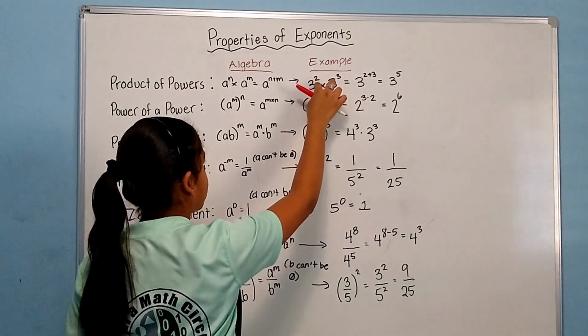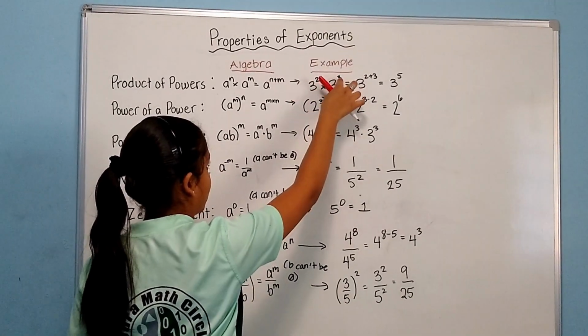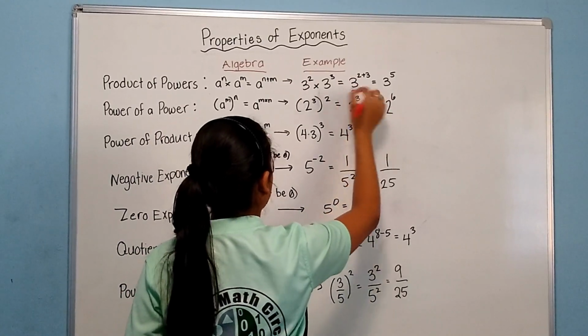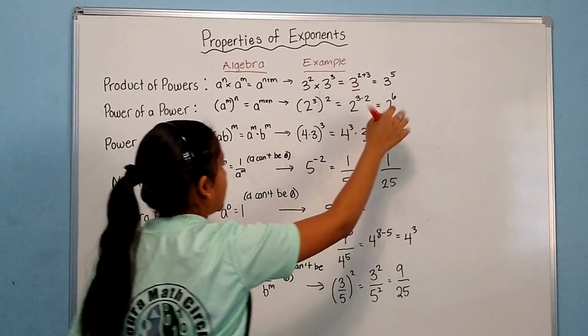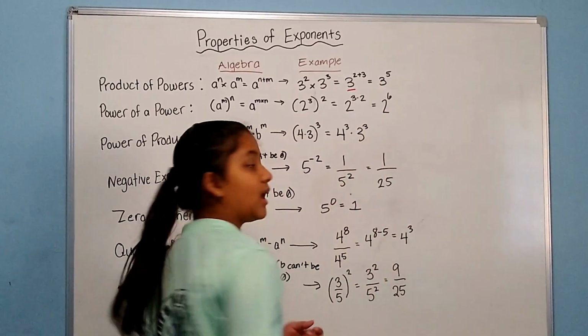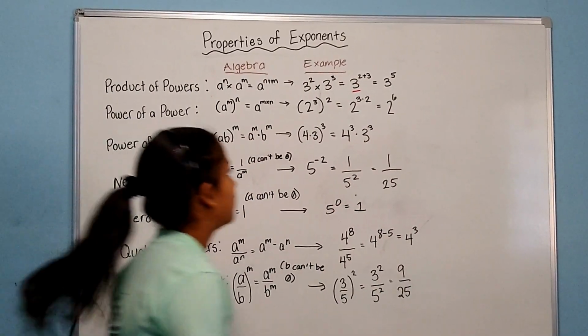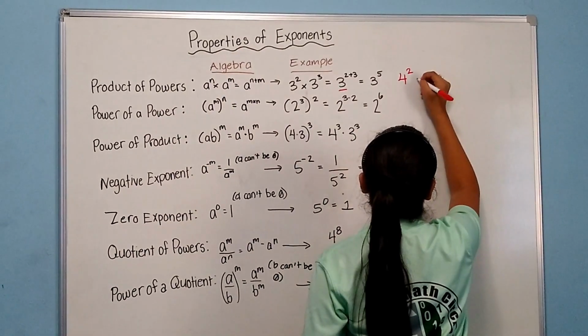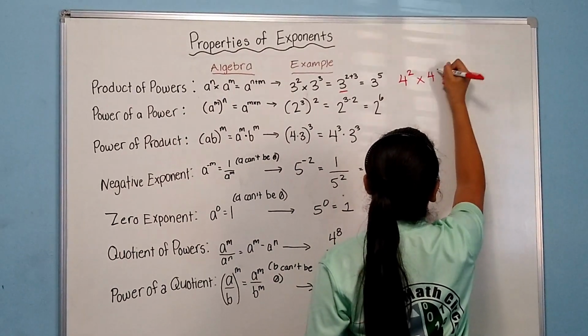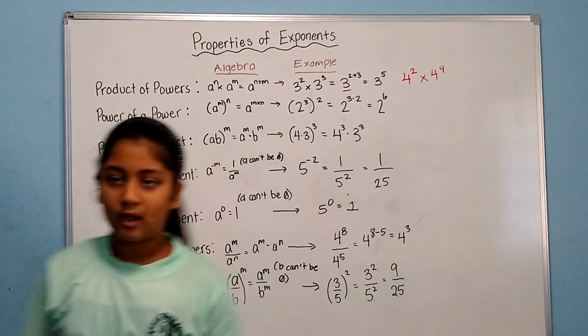3 to the power of 2 times 3 to the power of 3. We keep the base the same, but we add the two powers. We get 2 plus 3 is 5, so it's 3 to the power of 5. Now, let me give you an example. Why don't you guys go ahead and do 4 to the power of 2 times 4 to the power of 4.